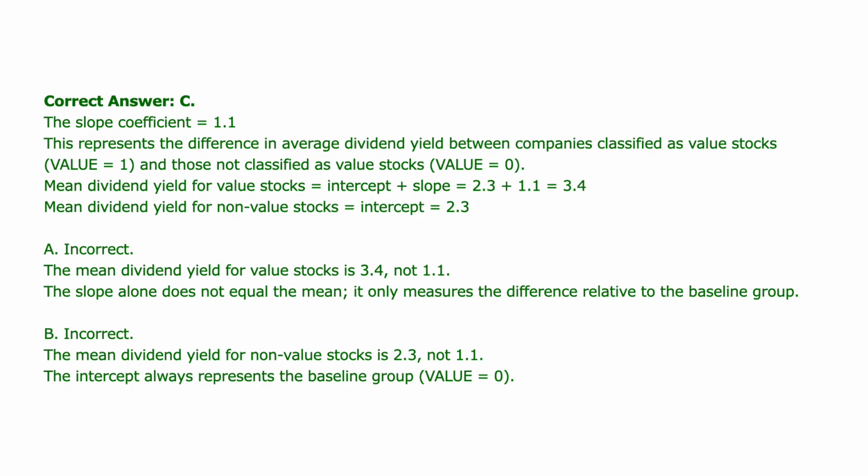The slope 1.1 represents the difference in mean dividend yield between value stocks, value equals 1, and non-value stocks, value equals 0. Value stocks: intercept plus slope equals 2.3 plus 1.1 equals 3.4. Non-value stocks: intercept equals 2.3.